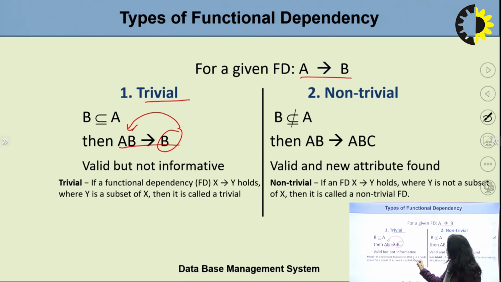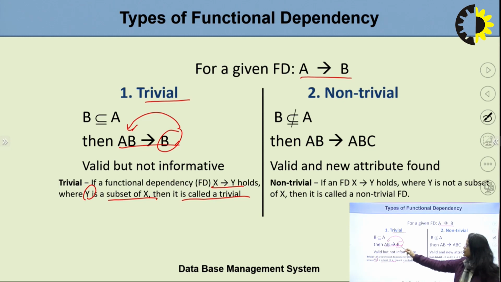Here we can see that if the functional dependency X tends to Y holds, where Y is a subset of X, then it is called trivial. Here we can see this B is a subset of AB. It means it is a trivial functional dependency. It is valid, but it is not informative. Why not informative? Because we are not deducing any new information here.